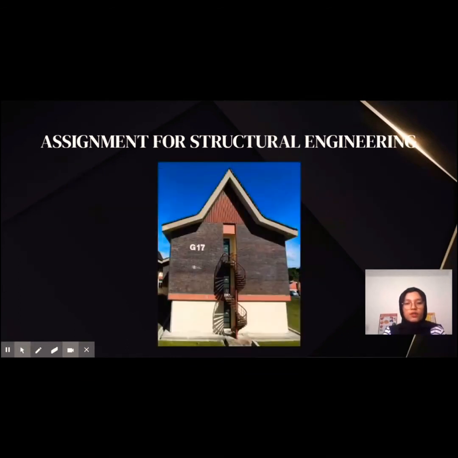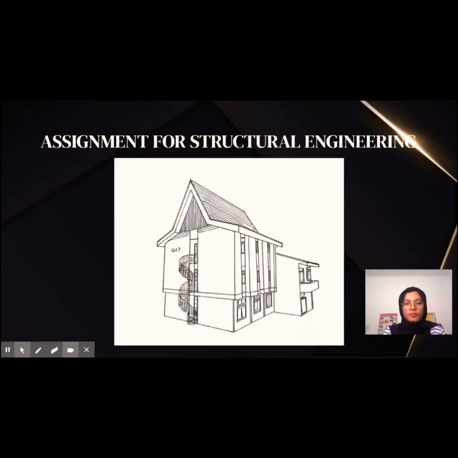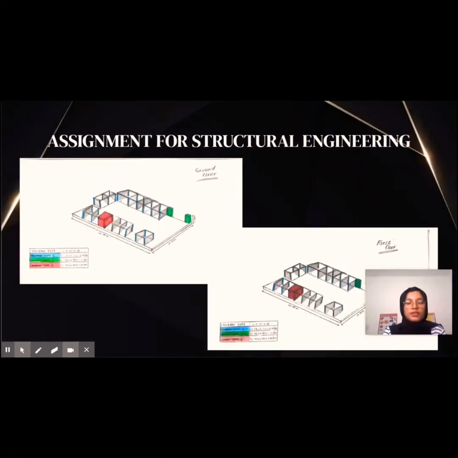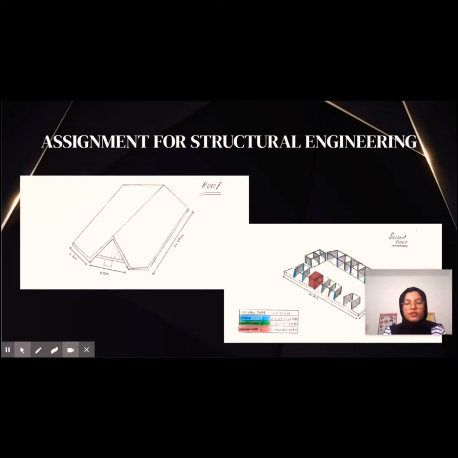So for this assignment, we chose the G17 building. So this is the dimensional for the drawing. This is the 3-dimensional drawing so that we include the column. So we have the column type 1, type 2, and type 3 with different length, width, and height. So this is the roof and the second floor.